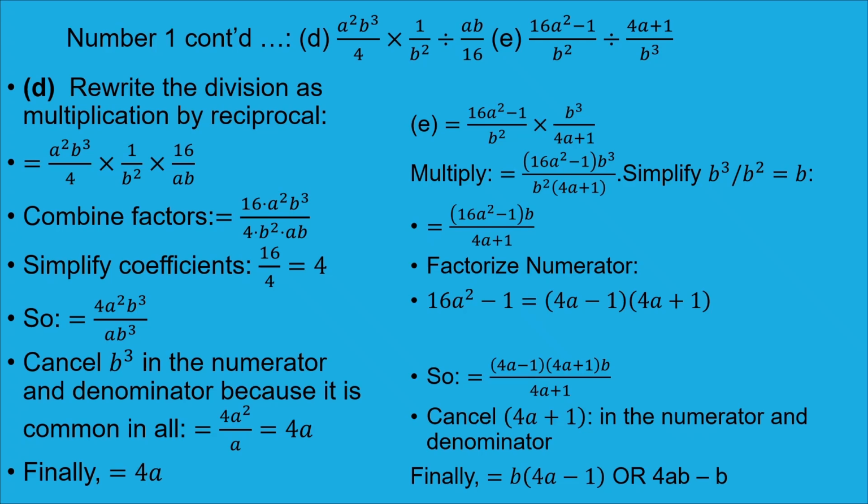Part E, you first multiply everything together. Then you can cancel out the b cubed over b squared, and that becomes b. Then factorize the numerator. Because it's a difference of 2 squares, it becomes 4a minus 1 into 4a plus 1. Then the 4a plus 1 can cancel out in the numerator and denominator because it's common, and finally you have b into 4a minus 1 as the final answer, or you can express it as 4ab minus b.